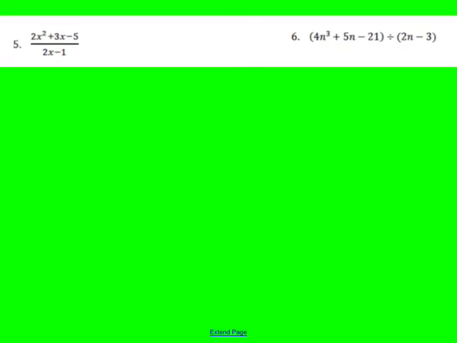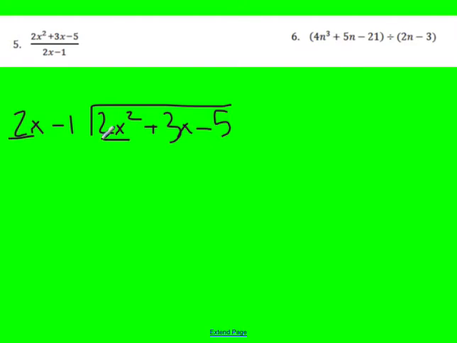All right, let's take a look at number 5. So going ahead and setting these up. So I'm going to have 2x minus 1 on the outside and 2x squared plus 3x minus 5 on the inside. So again, even though there's a 2 out front, it's still the same thing. What do I need to multiply 2x by to get 2x squared? Well, I already had the 2 in front. All I need to get to is the x squared. So all I have to do is multiply by x. So I'm taking each of these terms and multiplying them by x.